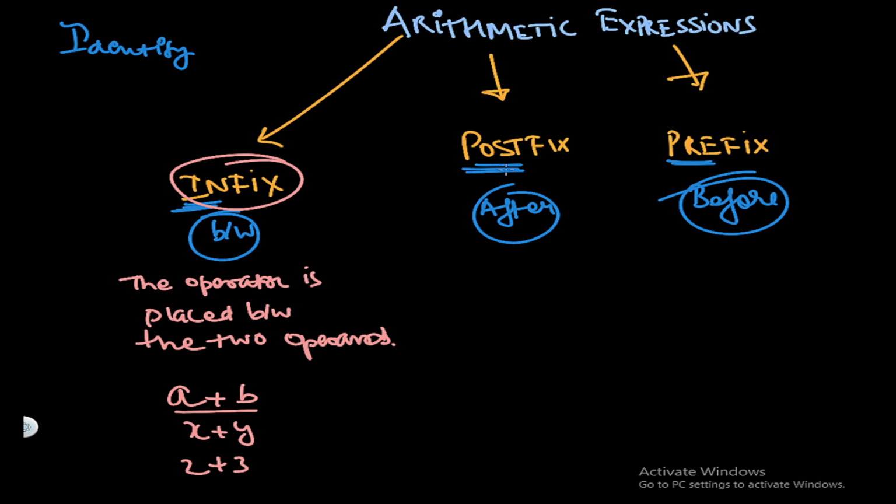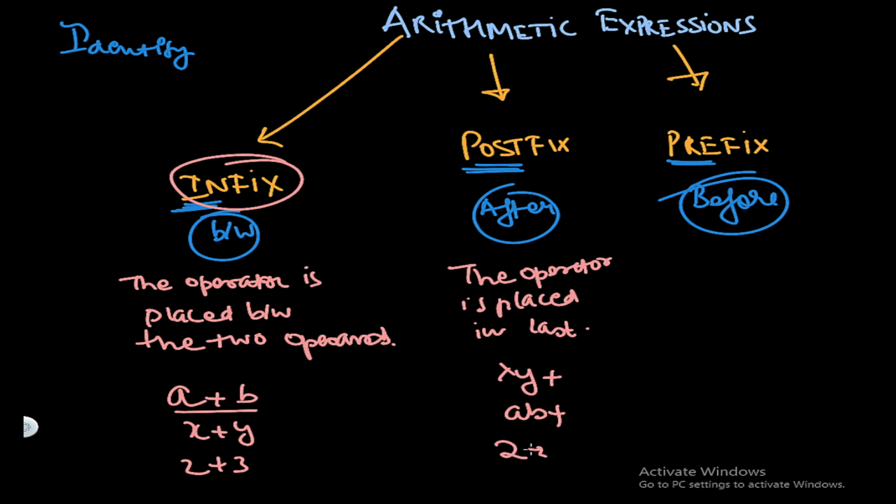Then we have postfix notation. In postfix notation, the operator is placed at the last. Like xy plus, ab plus, 2 3 plus. All of these have the same meaning.